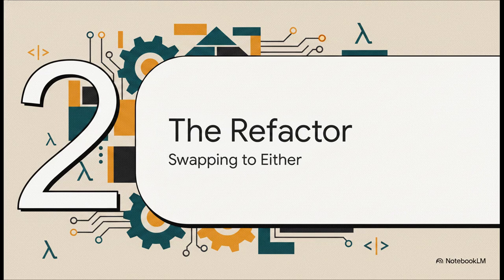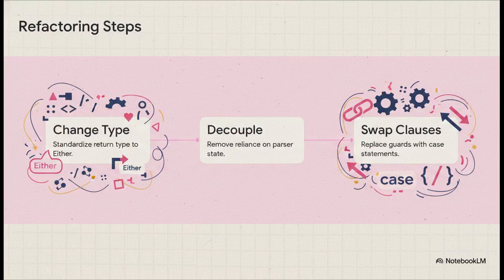Which brings us to part two, the refactor, swapping to the Either type. Making this happen was basically a three-step playbook to finally ditch that library dependency. First, as we just talked about, standardize the return type to Either. Second, actively use that shift to completely decouple the validation logic from the parser state, creating a really nice, clean boundary. And third, which is absolutely crucial for both the style and the pure functionality of the code, swap out those complex guard clauses for clean case statements to handle things like file existence, text validation, and encoding checks.